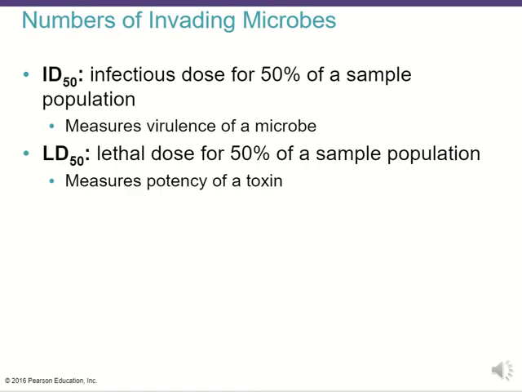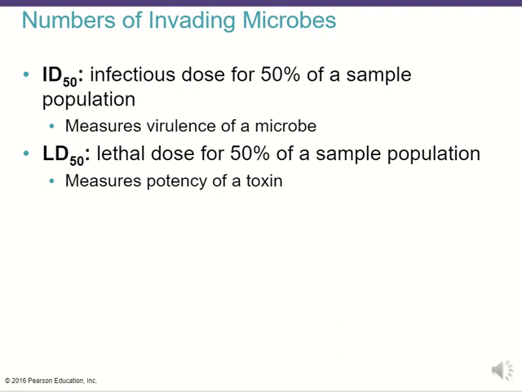Two terms for measuring invading microbes are relevant values. There is ID50, which is how much of an infection is needed to typically result in infectious symptoms in a particular population. I should restate that. ID50 is how much of something is needed to infect about 50% of a test population, and this shows how virulent a particular microbe is at certain concentrations.